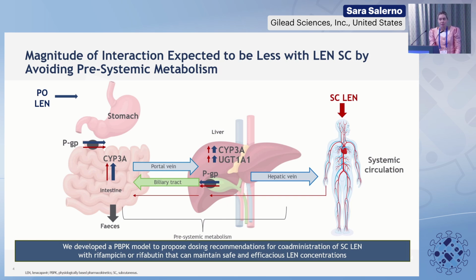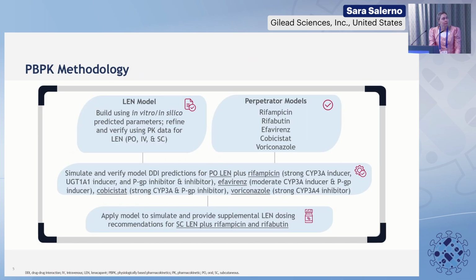And this leads to the overall objective, which is to develop a PBPK model to propose dosing recommendations for subcutaneous LEN in combination with rifampicin or rifabutin, which can maintain safe and efficacious LEN concentrations. So the PBPK methodology is shown here. So we developed a base model for LEN using in vitro as well as clinical data for LEN administered alone, orally, intravenously, and subcutaneously. And we also have developed perpetrator models for all of these drugs shown here, which have varying interaction potential against PGP, CYP3A, and UGT1A1.